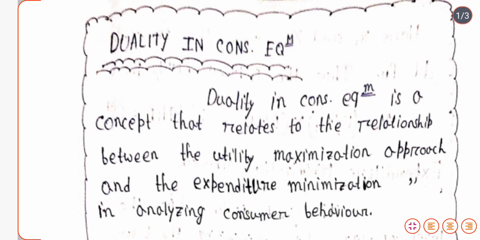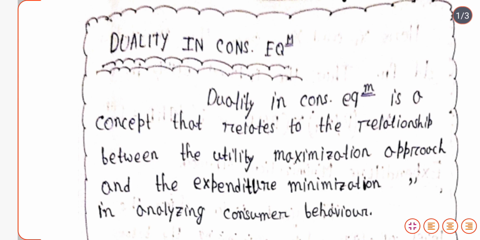Today's topic is quite important in microeconomics. It is the topic of duality in consumer equilibrium, a very renowned topic of the consumer behavior portion of microeconomics. For getting into the consumer equilibrium, or duality in the consumer equilibrium, we have to understand the basic theory of the duality in consumer equilibrium.